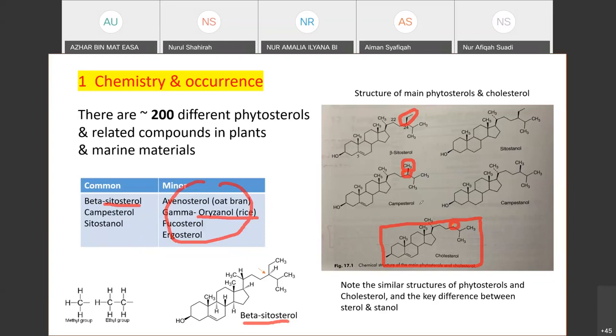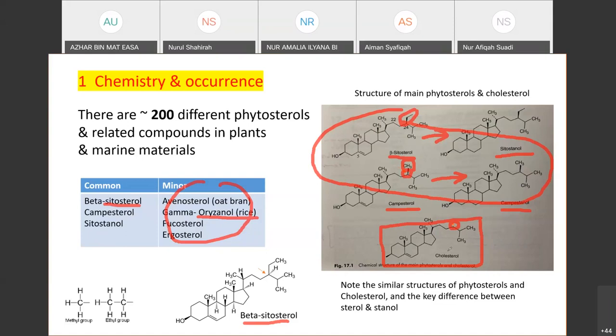And then when we do hydrogenation of this sterol, you will get stanol. You do hydrogenation of beta-sitosterol here, you will get sitostanol. If you do hydrogenation of cholesterol, you will get cholestanol. So by doing hydrogenation of sterol, you will get stanol. Okay, but something happens in our body that makes it possible to compete. Actually, all these phytosterols will compete with cholesterol for absorption. So in a way, phytosterol will prevent or reduce absorption of cholesterol into our body. I will show you later how it is done. Okay, I hope it's clear.